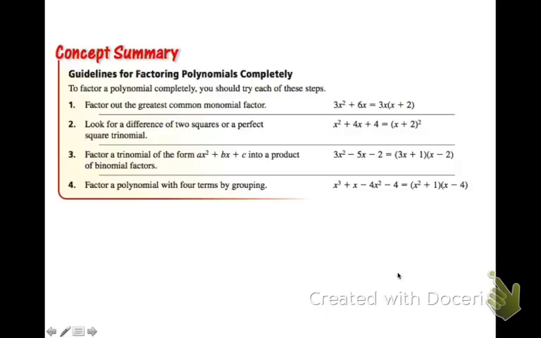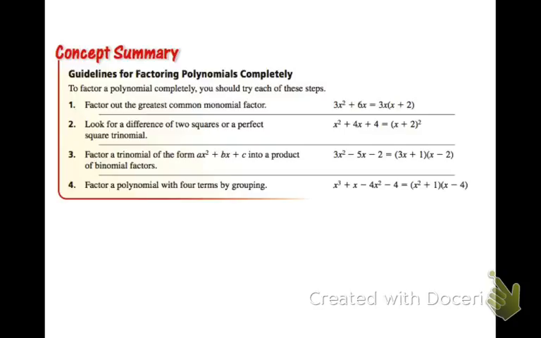So this is going to be our guideline summary, and this is in your book. To factor completely, you should try each of these steps. So if you first try something and it doesn't work, then try another method. So first we're going to either factor out the greatest common monomial factor. As in the example, we can factor out a 3x. For 2, look for the difference of two squares or a perfect square trinomial.